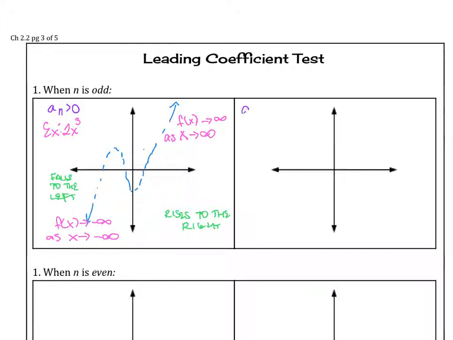Now let's look at when the leading coefficient is less than 0, or negative. An example of that would be negative 4x to the fifth power. It's reflected when we have a negative in the front. So it goes up on the left, down on the right, and maybe does something like this in the center. And so we can say that it rises to the left and falls to the right.